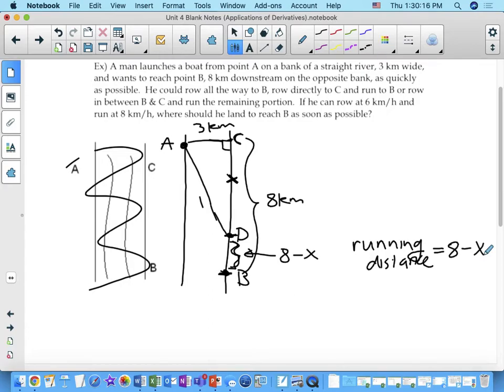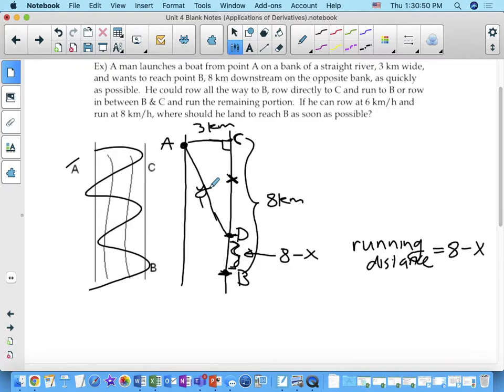The rowing distance, if we want an expression for that, well, that's actually the hypotenuse, right? So if we call this rowing distance, let's call that y for now. That's our rowing distance. How are we going to be able to get an expression for y in terms of x? If I wanted to know how much is that, but not using y, using x, how would I do it?